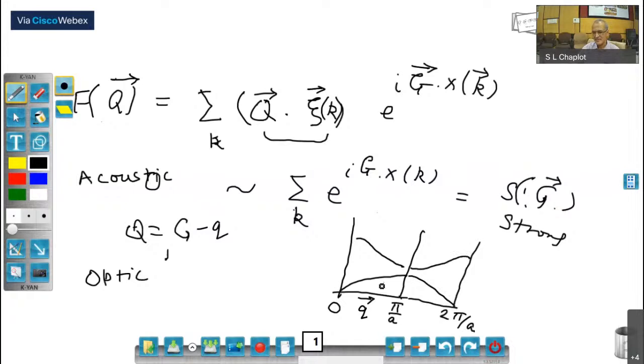But that's very interesting. The interesting thing to notice here is that you can talk as if there's a branch here, which, with a small gap, is crossing over into another zone. This is the first Brillouin zone. This would be the second Brillouin zone.